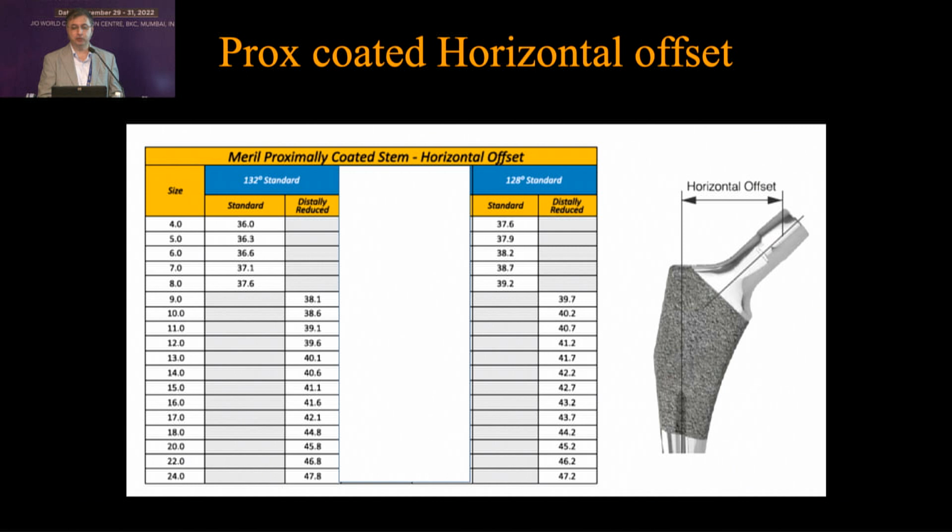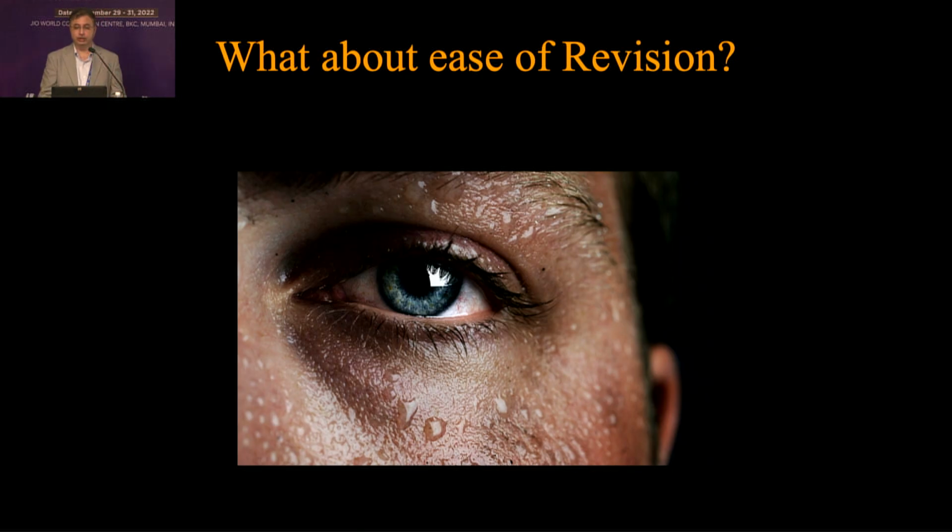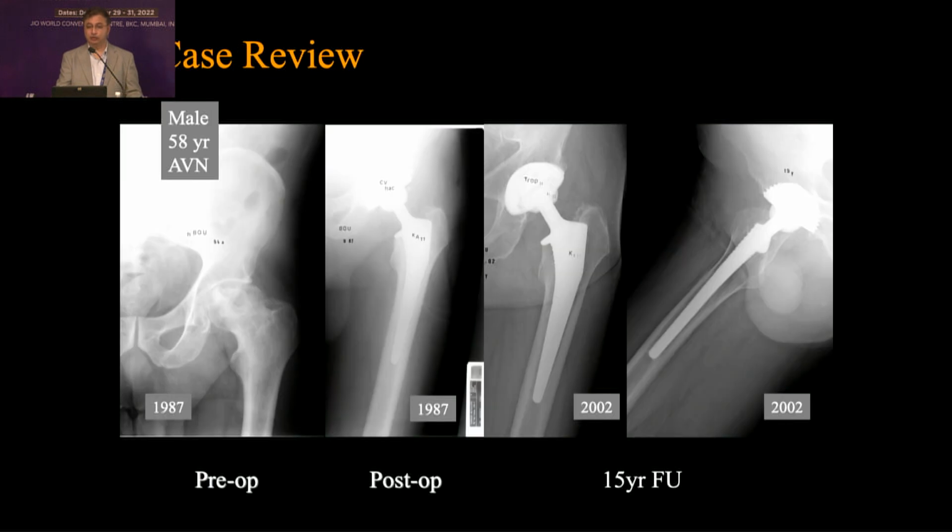Now compare that to a proximally coated stem, and the smallest stem has an offset of 36. If you go to a commonly used stem, which may be a 9, 10, or 11, it's 38, 38.6, 39. So clearly you have the option of using this, and if you wanted to increase the offset, you could use the high offset stem and build in an offset as appropriate, rather than fixing yourself to a generally high offset stem. What about ease of revision in both?